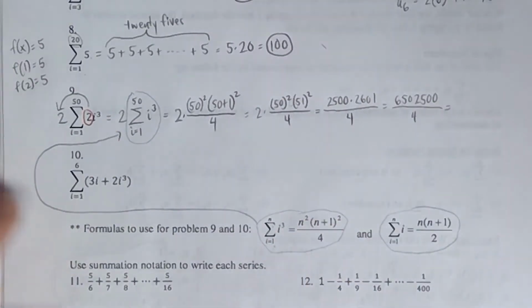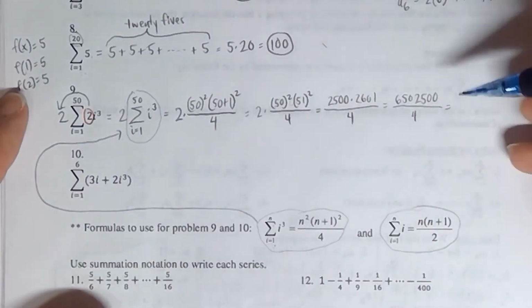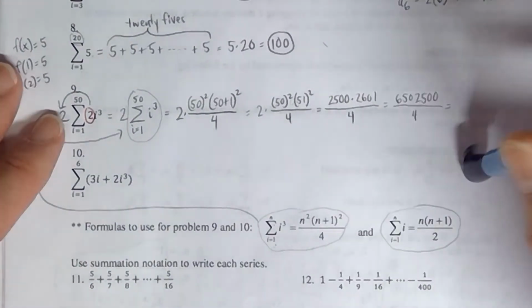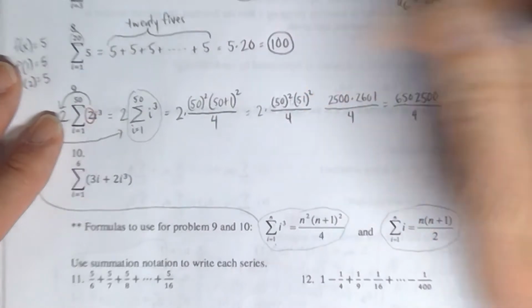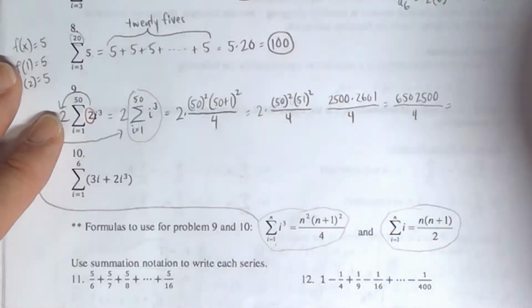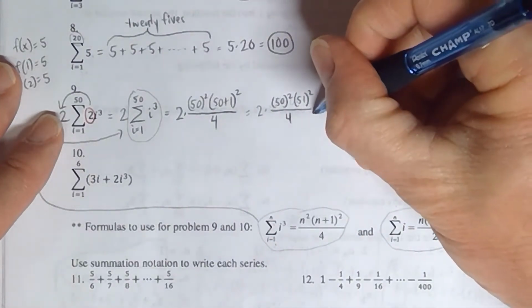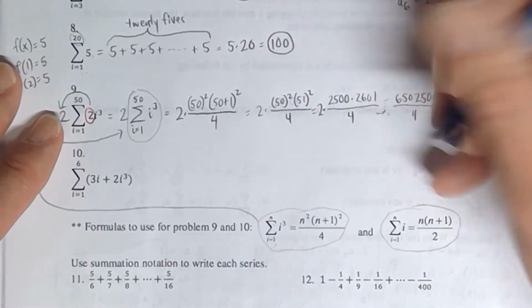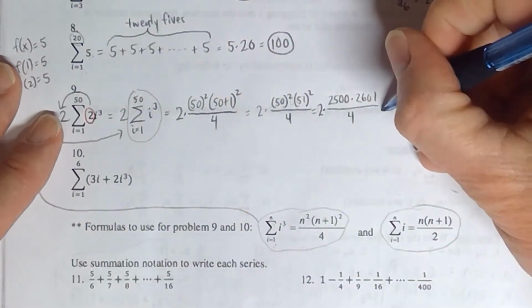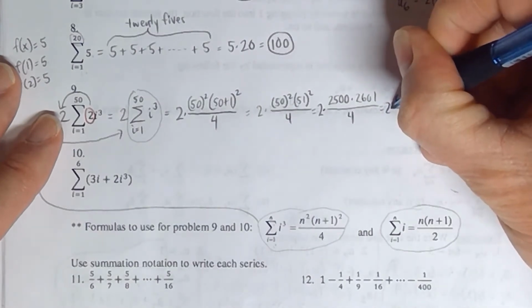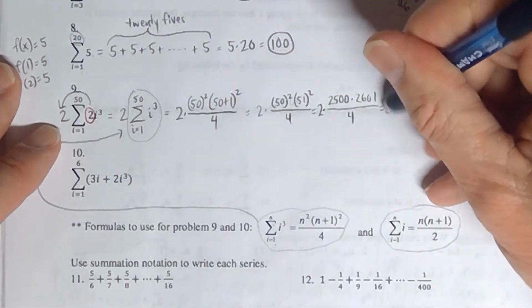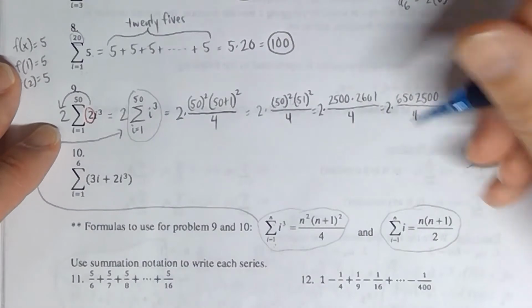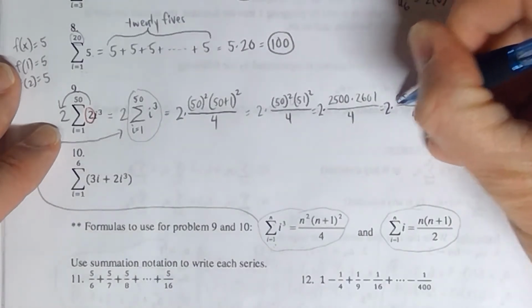You got to get that 2 out of there and put it in the front. Now that I know what the top and bottom are equal to, and I apologize, you guys, I'm getting a little bit careless here. I forgot to bring the 2 along here. Let me just bring it back in here again. The 2 is still in front of that. Okay. There we go. 2 times that fraction.